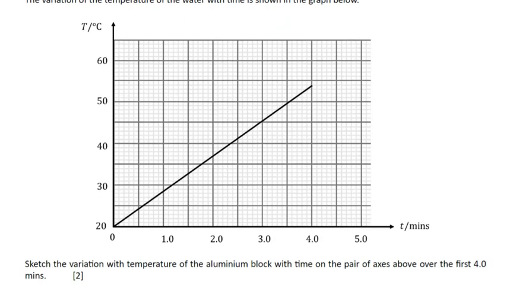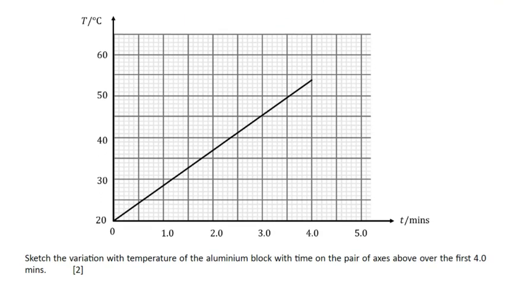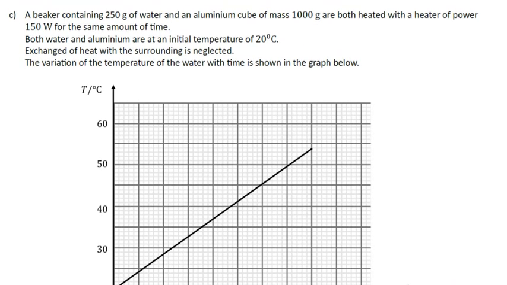Alors là, nous avons un graphe. Temperature against time. The time is in minutes and the temperature is in degrees Celsius. Donc là, nous pouvons sketch the variation with temperature of the aluminum block with time on the pair of axes above over the first 4.0 minutes. Alors, mass of water 250 grammes. Mass of aluminium 1000 grammes.